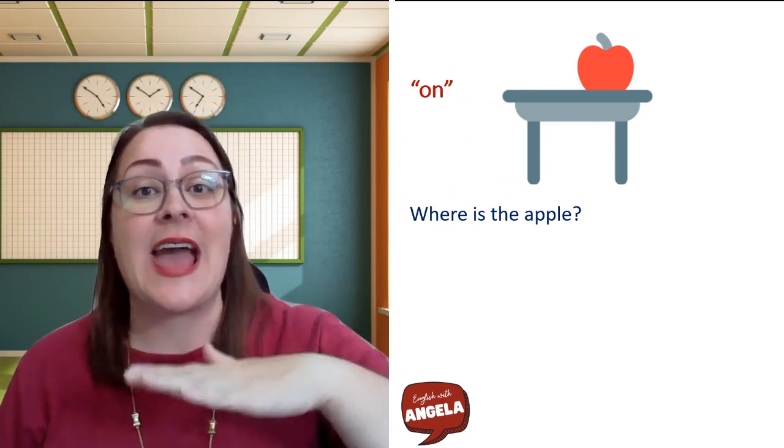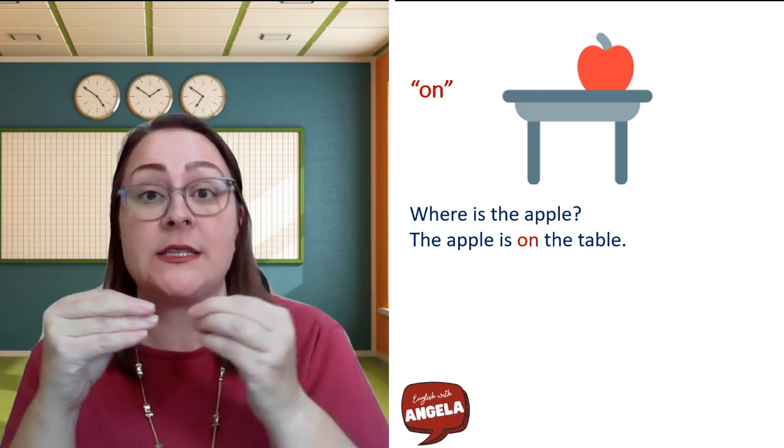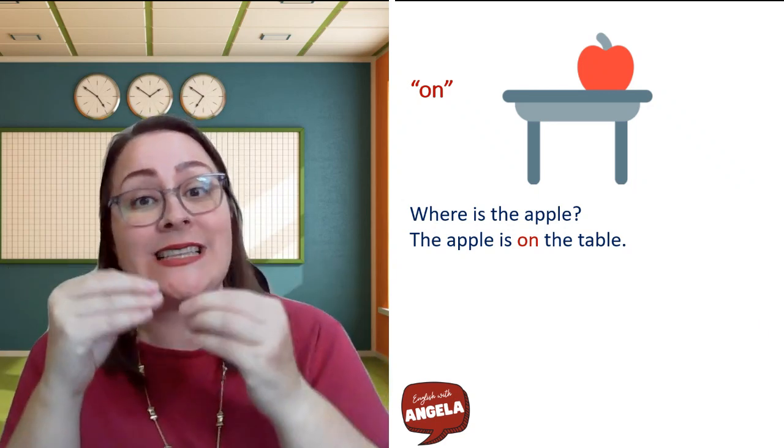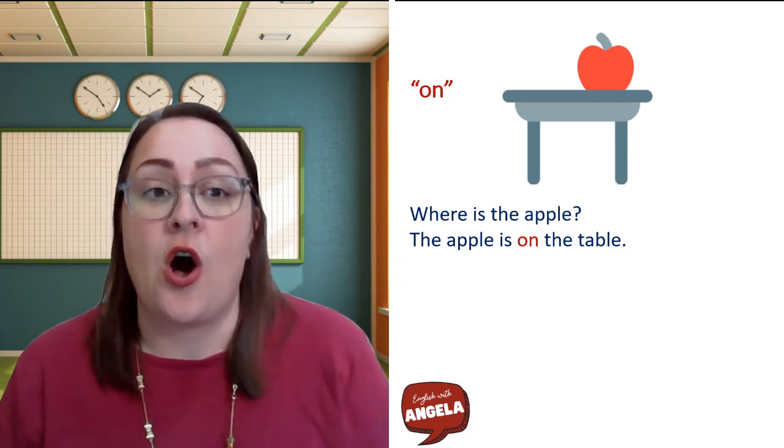We use on. The apple is on the table. So again, the preposition on tells us the relationship between the apple and the table. The apple is on the table.